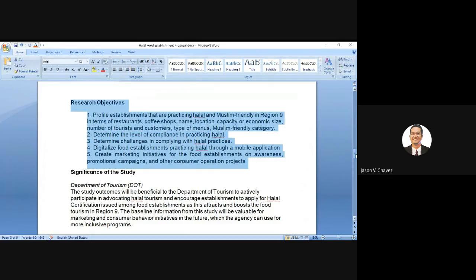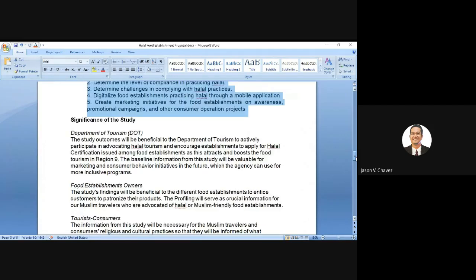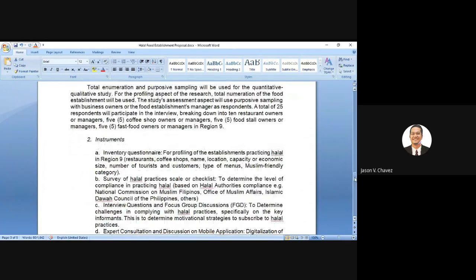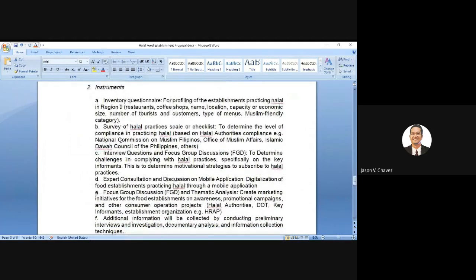So let's take a look. Okay, the methodology, so population and sampling, it's the same way of writing, but what's different is writing the instruments. Okay, so I'm gonna highlight the instrument. I think there are 5 instruments that they will be using. For the sake of discussion, I'm gonna highlight them in red font. Okay, so these are the types of instrument.